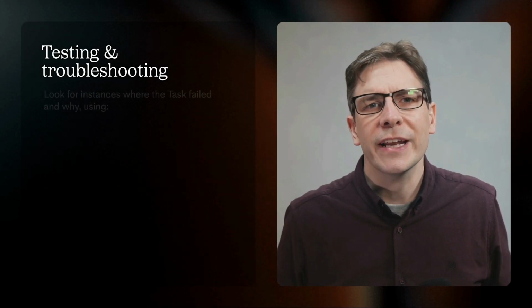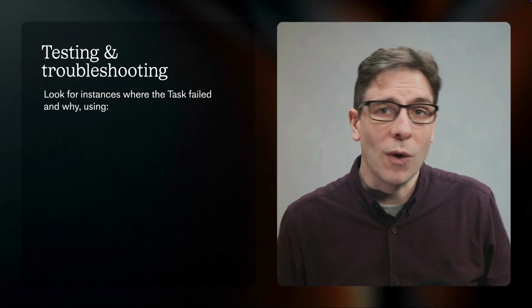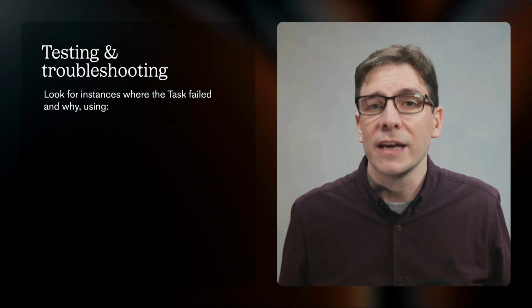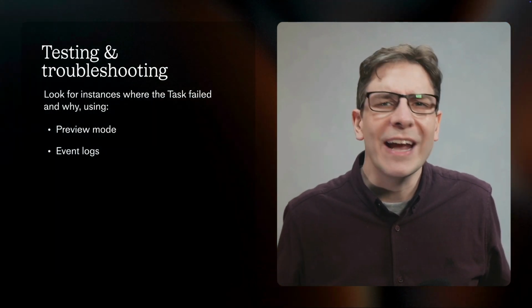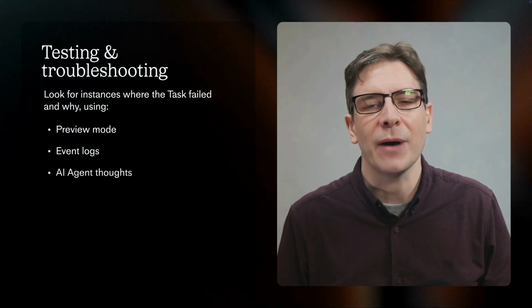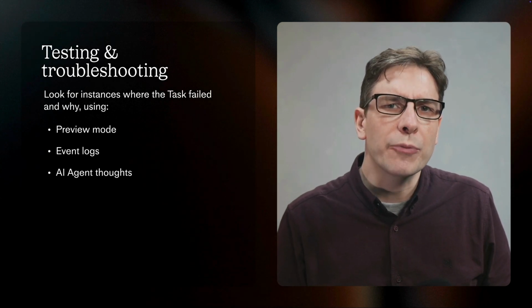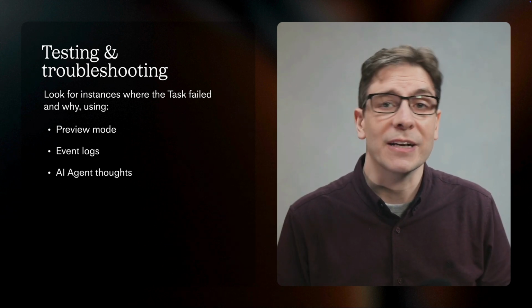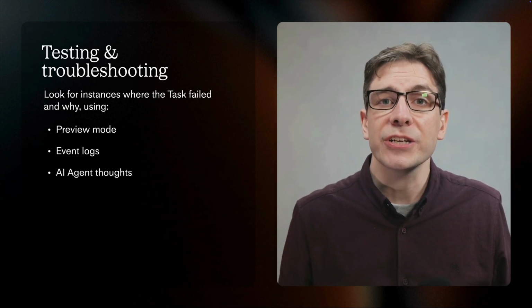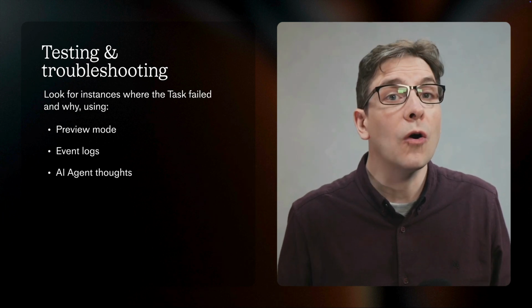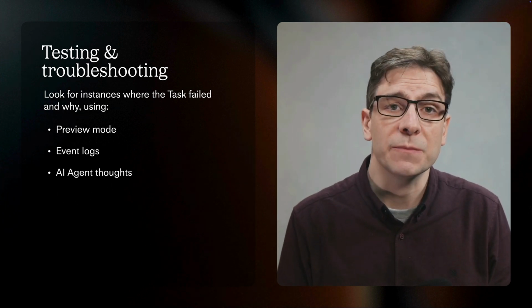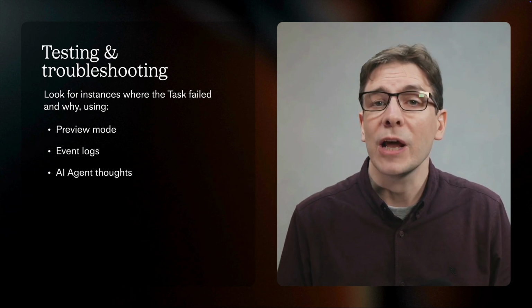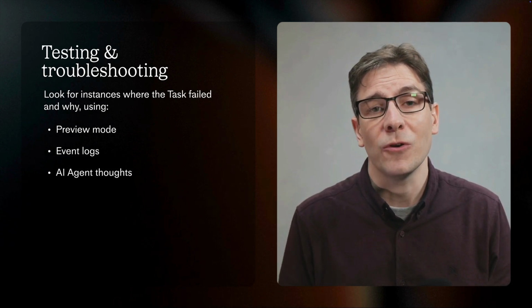When you finally launch your first task, you want to monitor its performance and make sure it works as expected. Look at instances where the task failed and investigate why. Platforms usually provide tools like preview modes, event logs, or agent thoughts to help you understand what's happening behind the scenes. So use what you learn to improve, add, or adjust steps to boost success, or reword instructions to make them clearer. Maybe you'll want to refine the trigger conditions or exclude edge cases that don't belong, or add guidance to improve the customer experience. Troubleshooting like this will help you improve your task's reliability and performance.